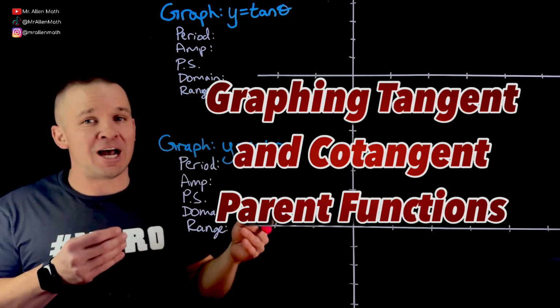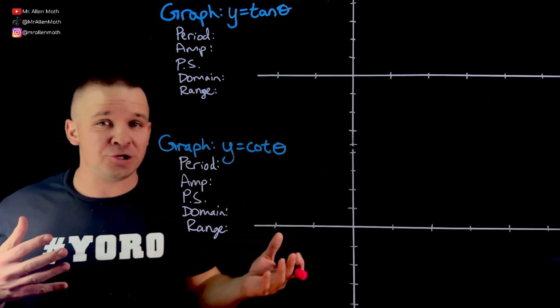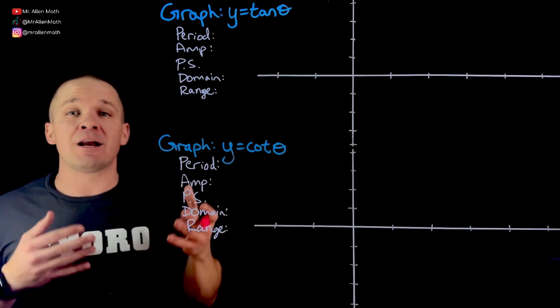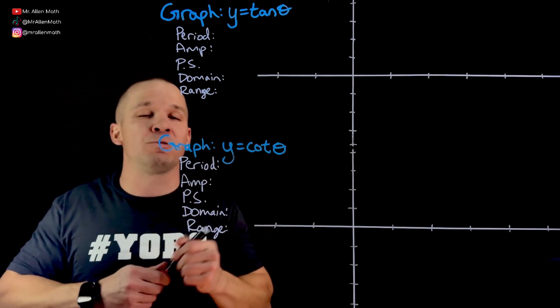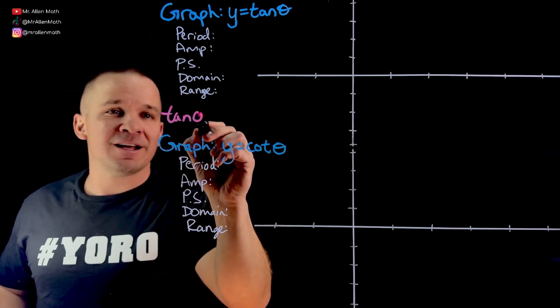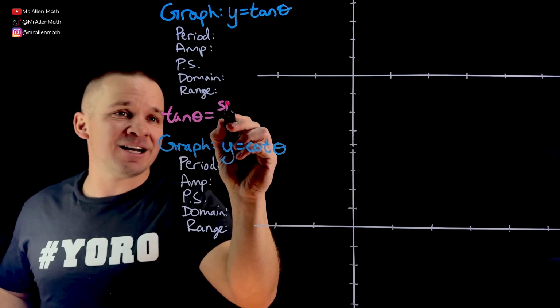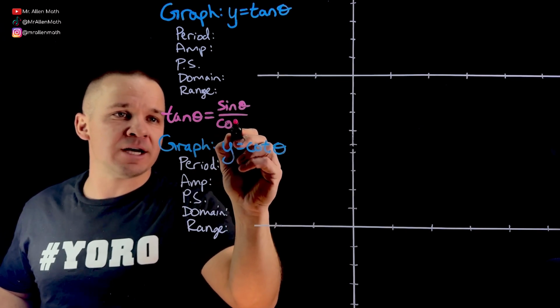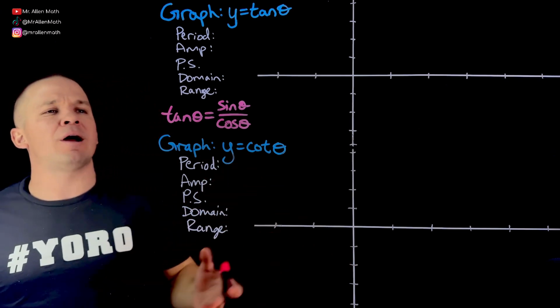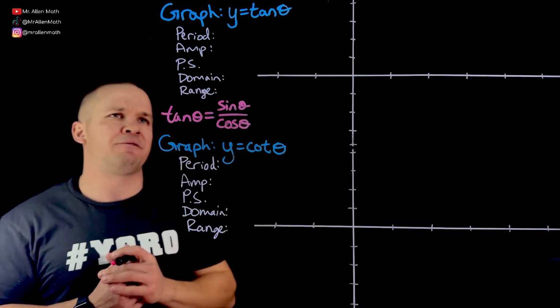Mr. Allen here, getting ready to graph some tangent and cotangent functions, which means you've probably already seen your sine and cosine graphs, even with some crazy transformations to them. So we're going to use what we know about our sine and cosine parent functions to help us get going with the tangent and cotangent. Tangent of theta is equal to sine of theta divided by cosine of theta. We should know that from our unit circle, our quadrantals and things like that, right? We use sine over cosine to figure that stuff out.